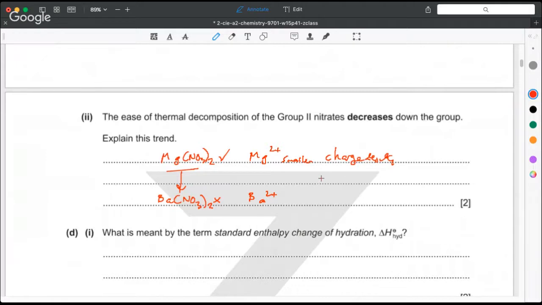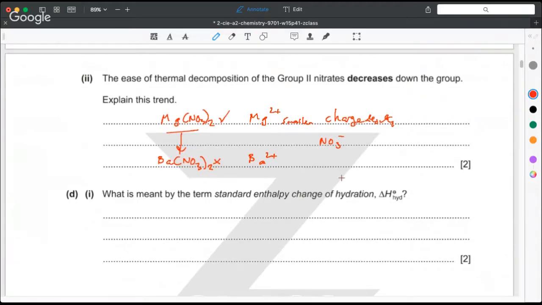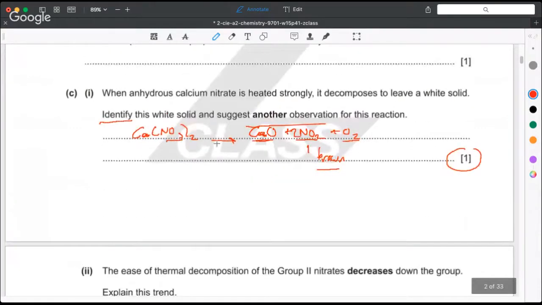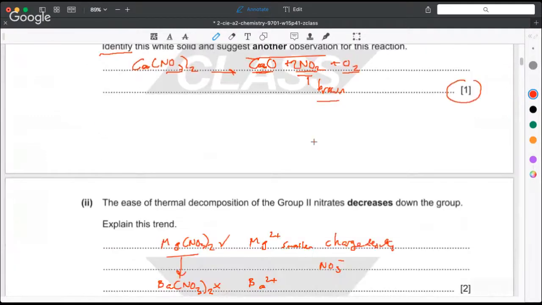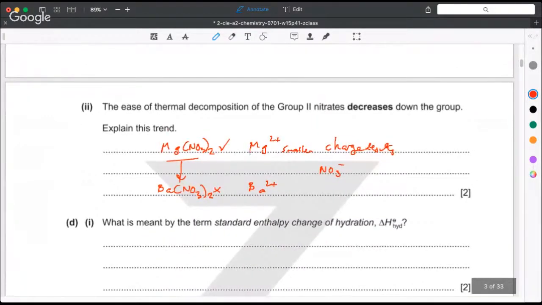And that means that the nitrate ion, if you just look up here, you can see that we've got to break that nitrate ion up, haven't we, into an NO2 molecule. So we're breaking an NO bond. And this strong positive charge density can polarize the nitrogen oxide bond and break it much more than the weaker positive charge density around the barium 2+ ion.